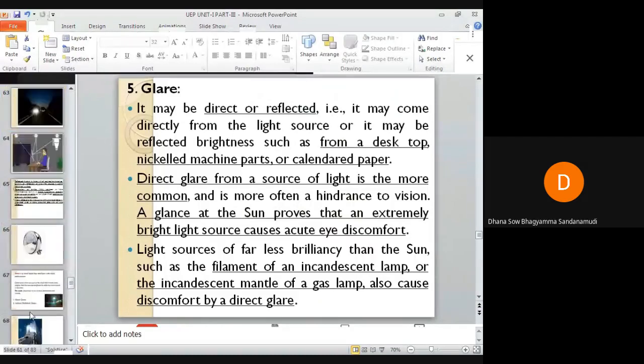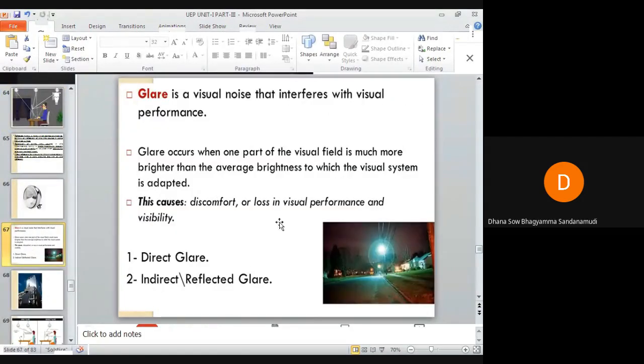It causes visual interference. When you are looking at a vehicle, because of the front lamps glowing in front of that vehicle, you can't see the vehicle clearly. Glare occurs when one part of the visual field is much brighter than the average brightness to which the visual system is adapted. It causes discomfort and loss in visual performance and visibility.